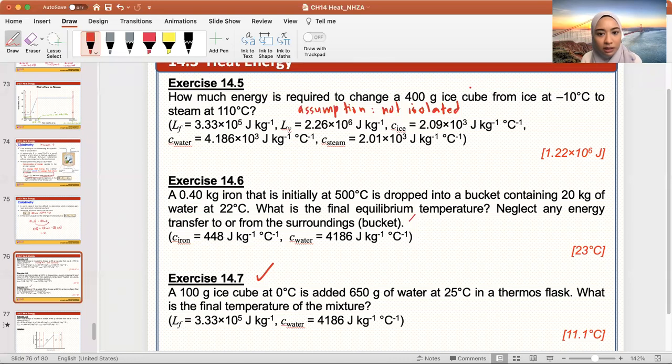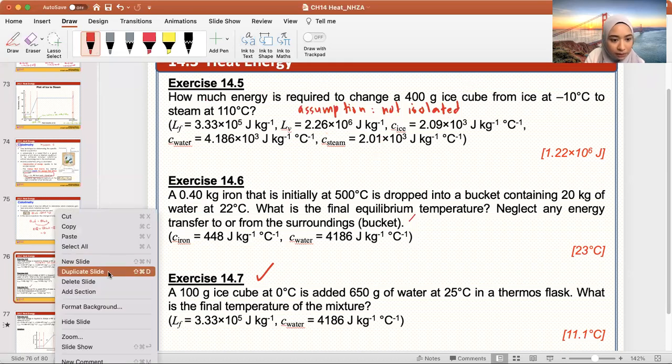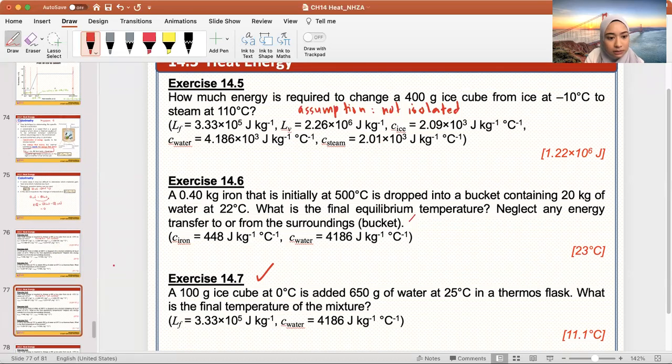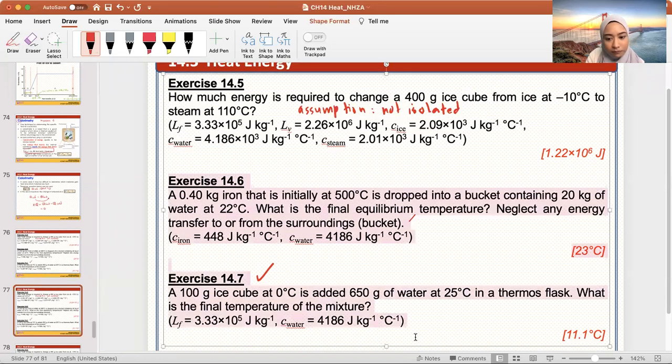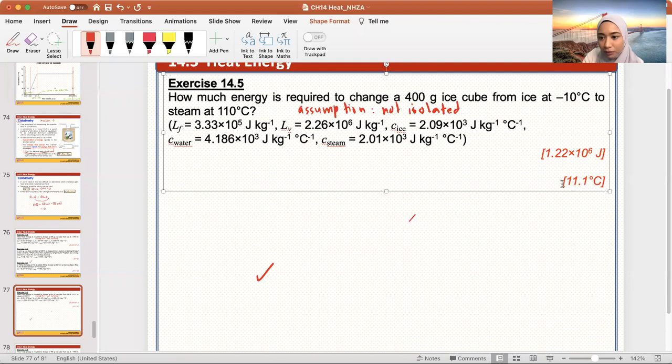So it doesn't say it's an isolated system. So it just wants to know how much is the energy to change the ice cube to become steam. So let's do that first. Sikit kita nak buat lah. Kita buat dulu eh. Okay, let's do this together. Let me duplicate this slide. Okay. You guys have to help me because saya pun tak buat lagi sebenarnya.